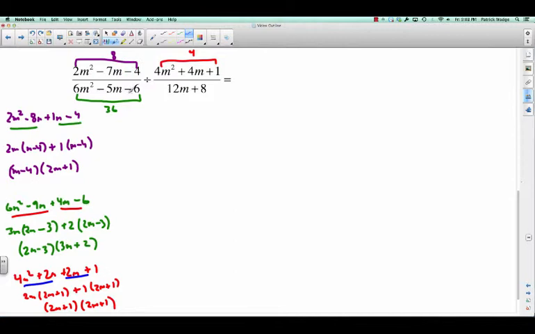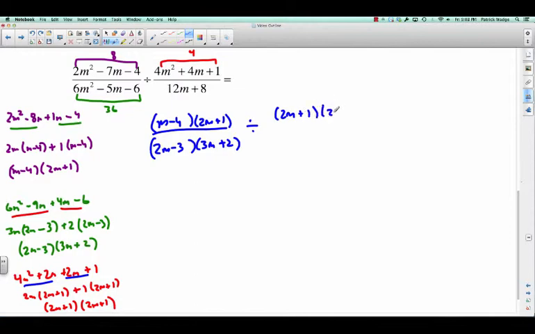Okay, so I'm going to rewrite this. Basically, this first one here actually was this m minus 4, 2m plus 1. This green one here, right, this is that. So I end up with 2m minus 3 and 3m plus 2 divided by this top one, which was this down here, 2m plus 1, 2m plus 1. This last one's not Bobby Bridge, it's just a greatest common factor. Greatest common factor is 4, and you're left with 3m plus 2.